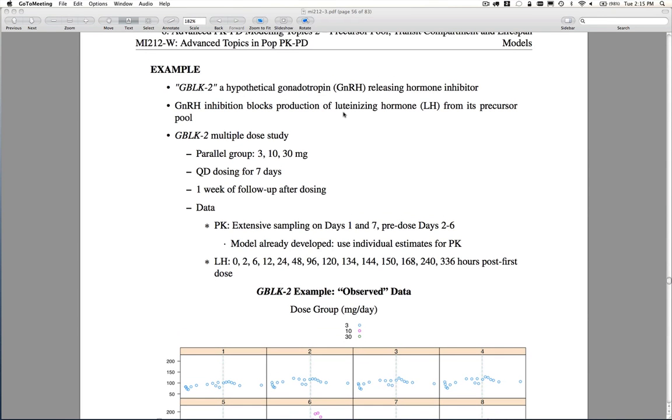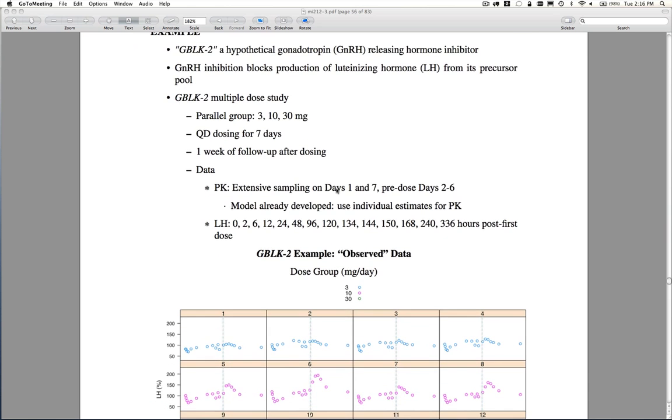And so what I've given here is an example of some data. It's taken from a real life publication, but the data themselves are theoretical. They're simulated based on approximately what you'd expect to see under this type of condition. And so I have what I call G-block 2, a hypothetical gonadotropin-releasing hormone, GnRH, inhibitor. This inhibitor blocks production of luteinizing hormone from its precursor pool. And so we've got a hypothetical study here where we have three dose groups: 3, 10, and 30 milligrams dosed daily for 7 days. Importantly, we've got data with follow-up for 1 week after dosing, and so we're able to see in these subjects what happens when dosing is completed.